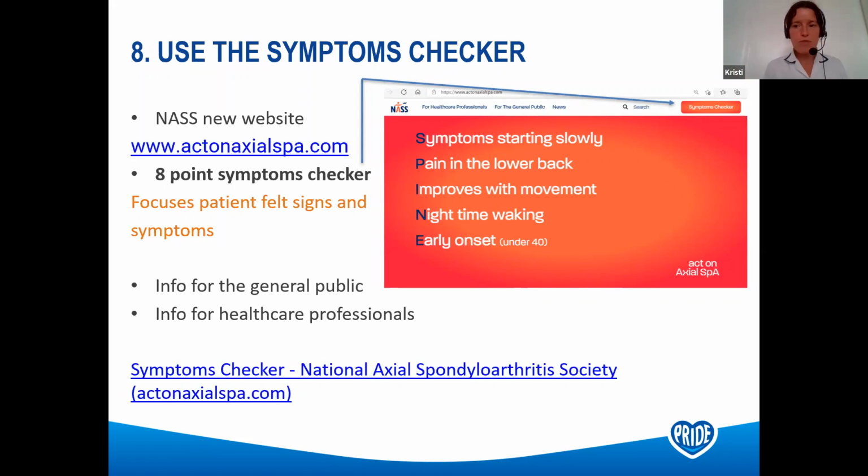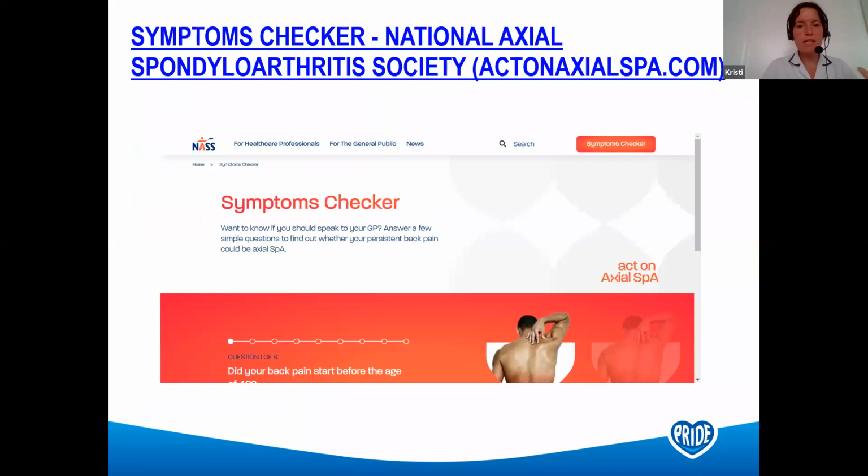So a patient presents to you with their little printout from the symptom checker, saying, I think I've got inflammatory back pain. Have I got axial SpA? Can you investigate further? You'll be thinking, okay, do I refer to rheumatology? What else can you do to build your index of suspicion?